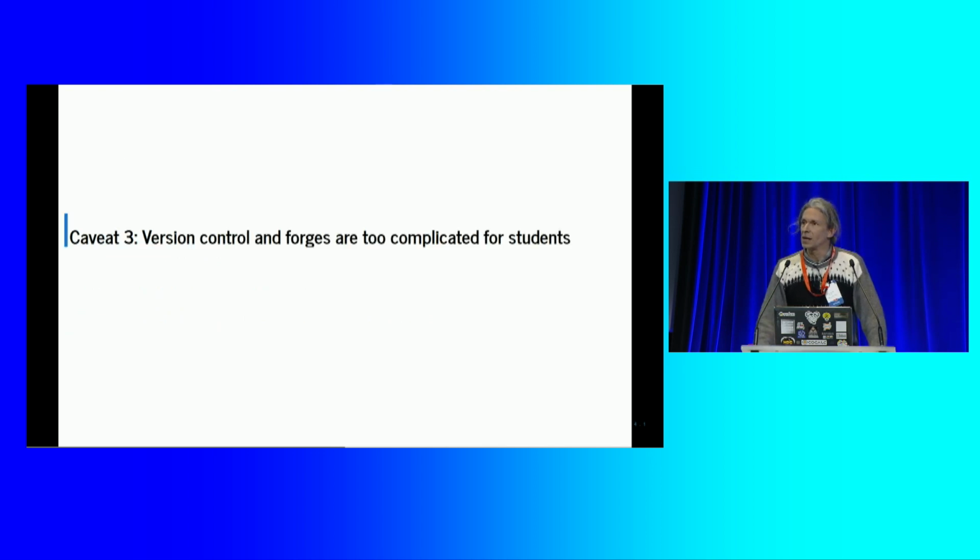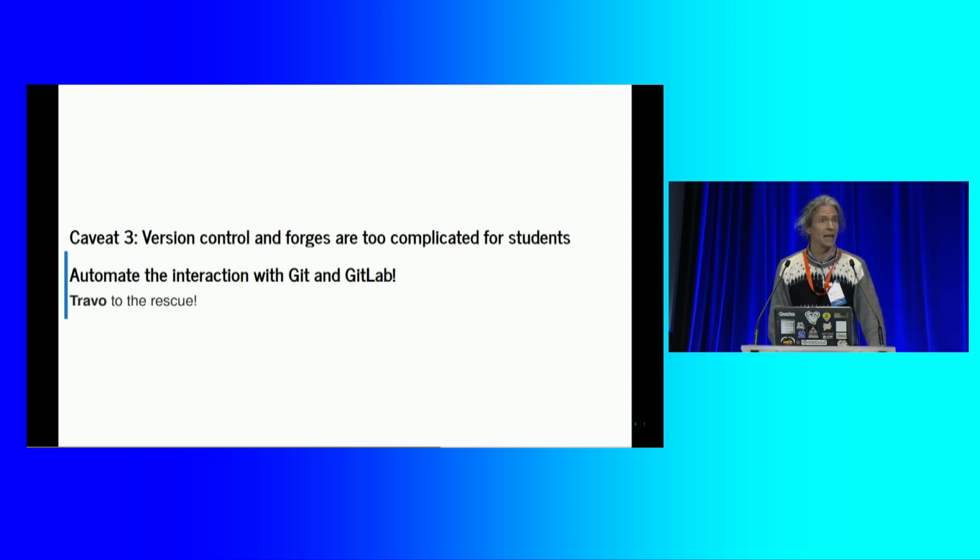But the main thing I want to highlight today is when you speak about version control and Forge, you start thinking, oh, this is going to be complicated. Maybe I don't want to have my first-year student start using it and having to learn how to use Git and GitLab before being able to write the first line of code. There is an answer to this. And the answer is to automate the process. Automate the interaction with Git and automate the interaction with GitLab. And this is where Travo comes to the rescue.